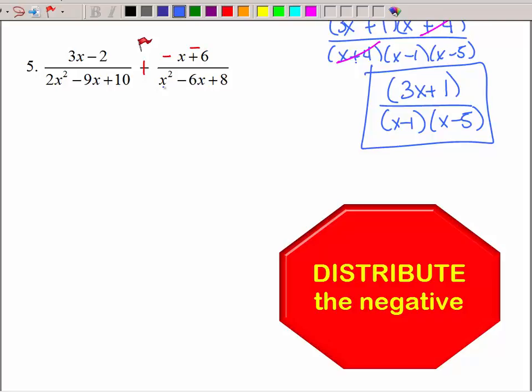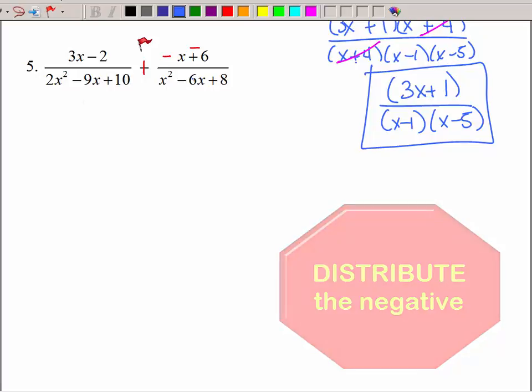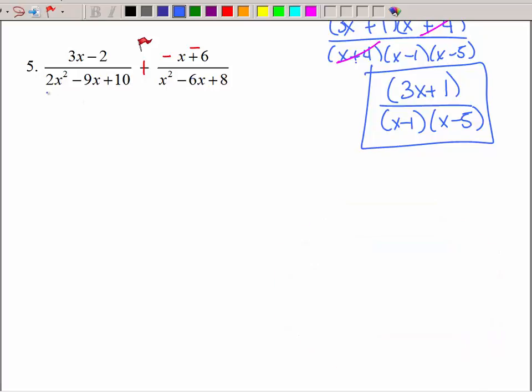Then I look and say, okay, I'm adding fractions. I need to find a common denominator. So I've got to factor those denominators. This one's a little bit tougher. 2x times x. Let's try 5 times 2 for 10. Well, I can't put the 2 with the 2, so let's try the 5 here and the 2 there.